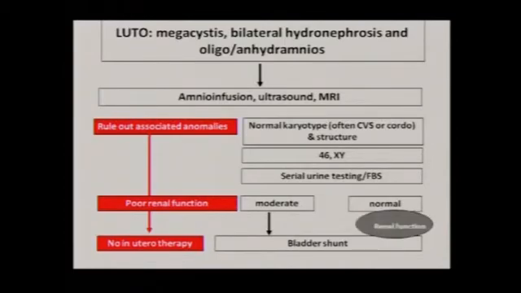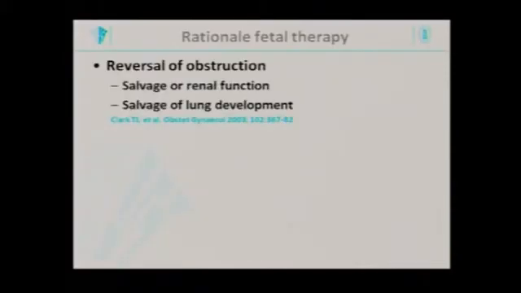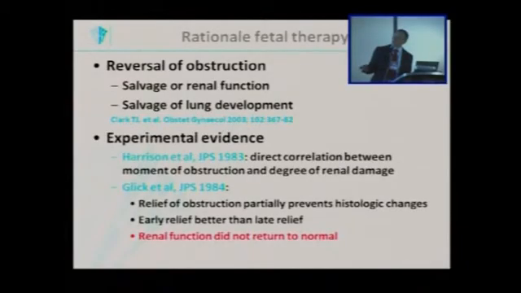For a baby with normal function, we are doing this to try to salvage the kidneys. But for those that already have a moderate function, you can still justify to do your intervention to avoid lung hypoplasia. But it's a completely different picture, and the patient has to know that. The rationale for bladder reversal of obstruction is that it has been shown in experiments that it more or less salvages renal function. There is no good experimental evidence that you get normal kidney function afterwards.